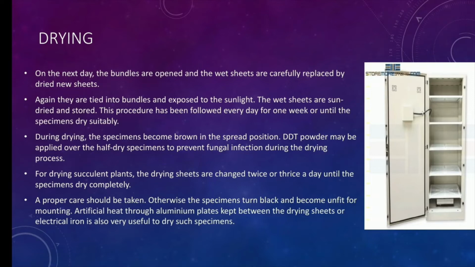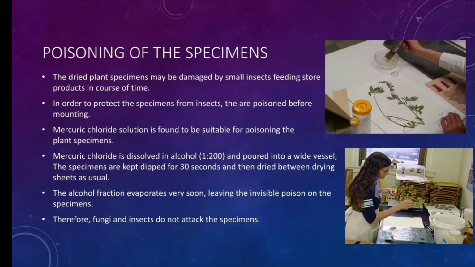The next step in the method of plant collection is poisoning of the specimen. The dried plant specimens may be damaged by small insects which feed on the plant product. In order to protect the specimen from insects, some poisoning agents are added. Mercury chloride solution is found to be a suitable poison for the plant specimens. Here, the mercury chloride is dissolved in alcohol and poured into wide vessels. The specimens are kept dipped for 30 seconds and then dried between the drying sheets as usual.